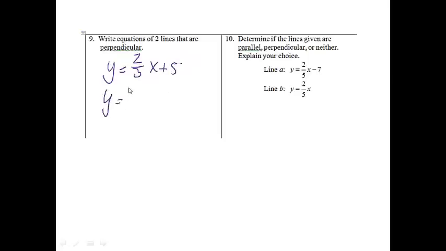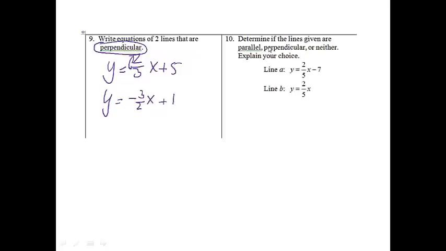Okay, my second line, if it's going to be perpendicular, I need opposite. So it needs to be negative. And then it needs to be reciprocal. So I need to take the flip of 2/3, which will be 3/2x. And then I can put anything that I want after it. I think I'll just put plus 1.